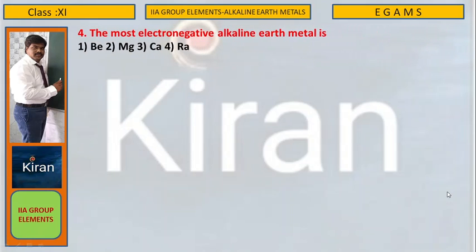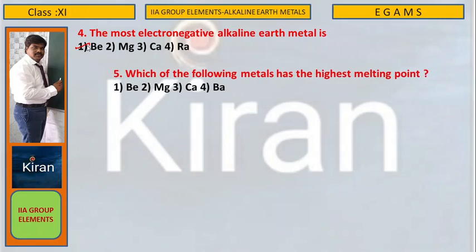The most electronegative alkaline earth metal is, most electronegative means that it should have the least atomic size. So which has the least atomic size in this case? That is beryllium. Beryllium should have the least atomic size. Hence the right answer is beryllium itself.